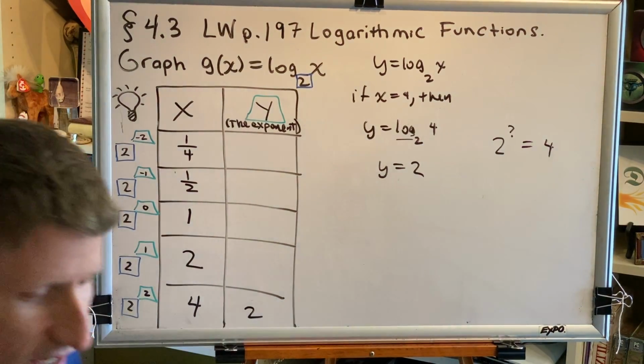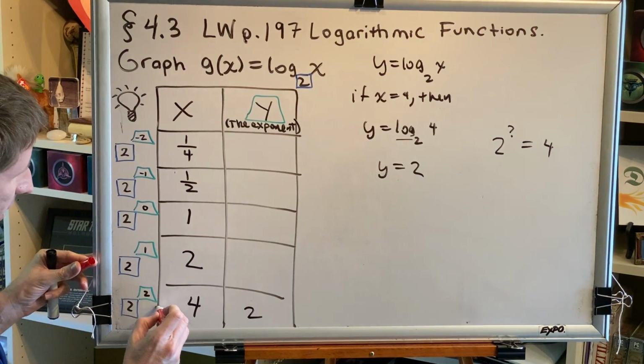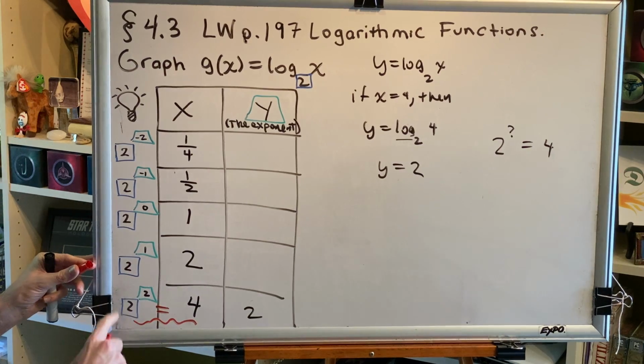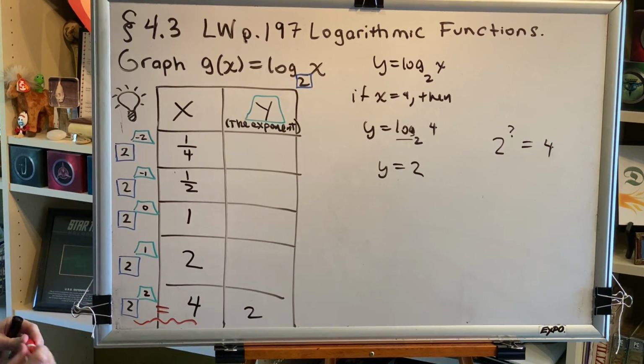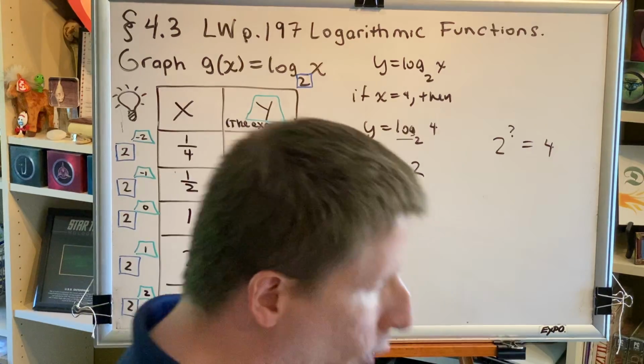Now what I want you to see, this is the part where this gets really easy. What I want you to see is this statement right here. 2 squared equals 4. A logarithm is a missing exponent. The missing exponent is right here. The reason why we got 2 was because that was our missing exponent. This will always be true.